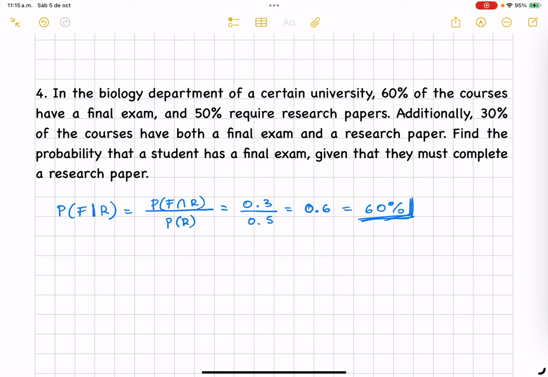We can notice here that 60% of the courses have a final exam, and if you complete the research paper, what is the probability? We also have 60%. That implies that presenting the final examination and doing the research paper are independent events.